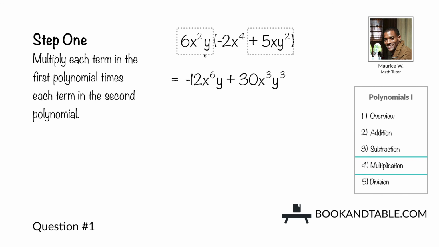And then we multiply our monomial times 5xy squared. 6 times 5 is 30. X squared times x is x to the 2 plus 1, which is 3. And y times y squared is y to the 1 plus 2, which is y to the 3. Our final answer is negative 12 x to the 6th y plus 30 x cubed y cubed. And this is in standard form already, since this term has a degree of 6 and this term has a degree of 7.